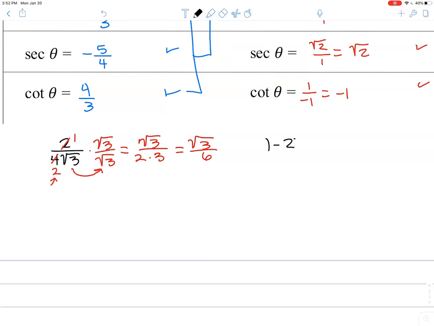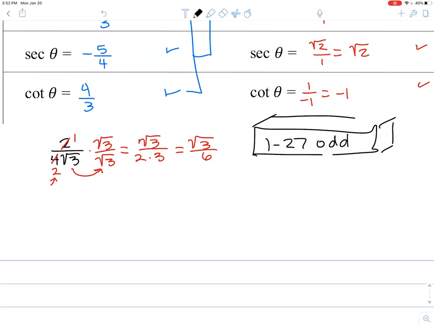Okay, tonight's homework is to do problems 1 through 27 odd for 7.3.